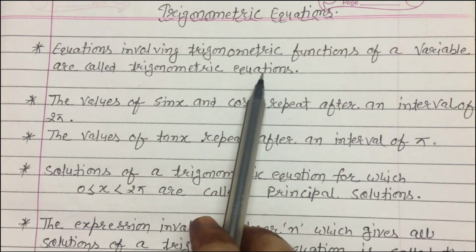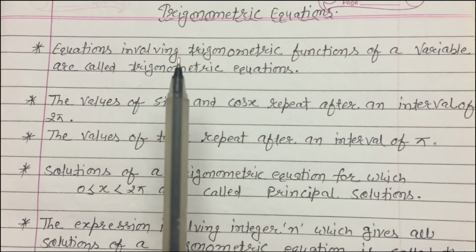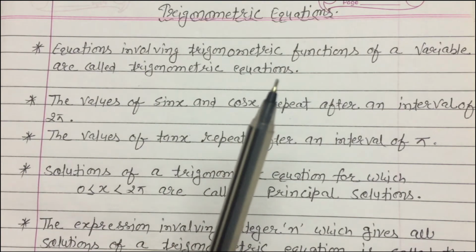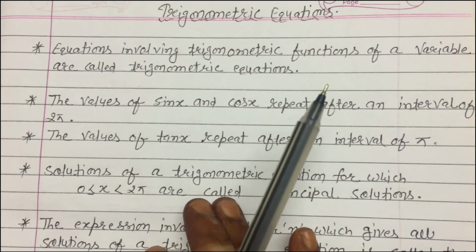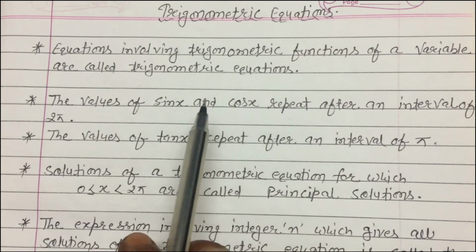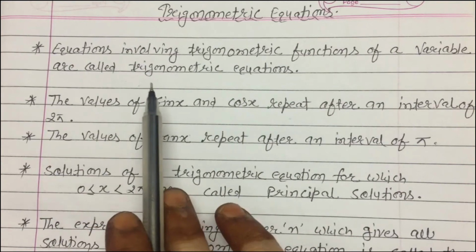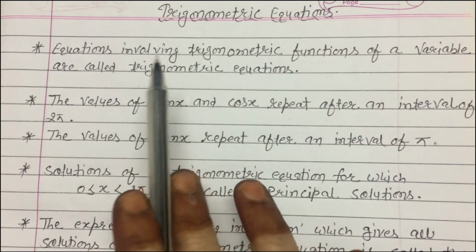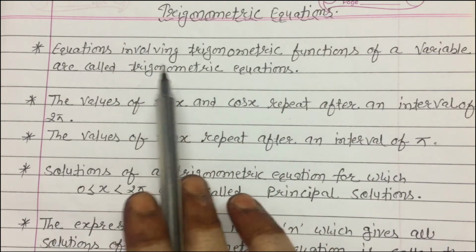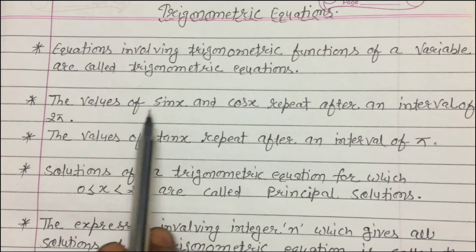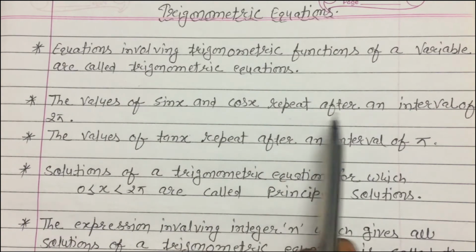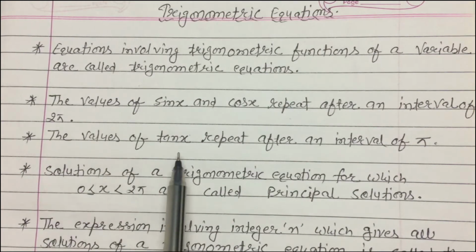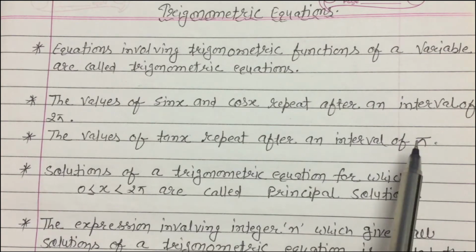Students, you have all studied algebraic equations. Let ax square plus bx plus c, or 2x square plus 3x plus 6 is equal to 0. So here in this equation the variable is x. In trigonometric equations the variables are sin x, cos x and tan x. Values of sin x and cos x repeat after an interval of 2 pi. The values of tan x repeat after an interval of pi.